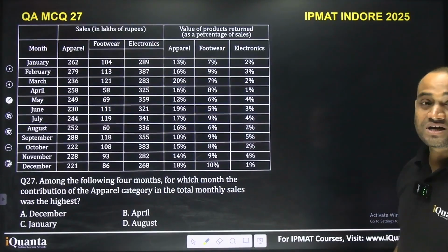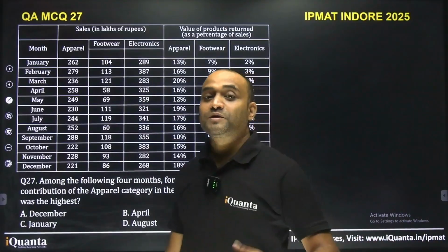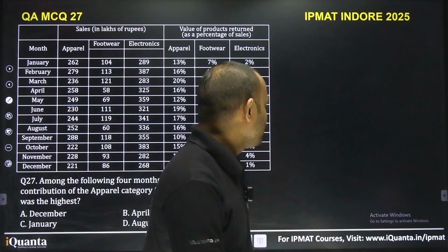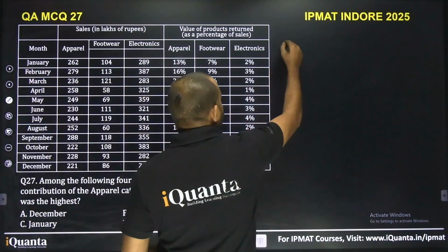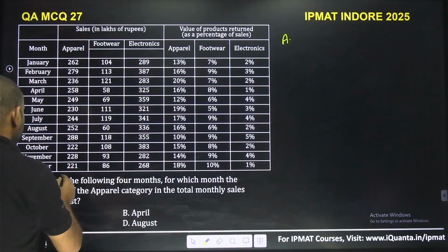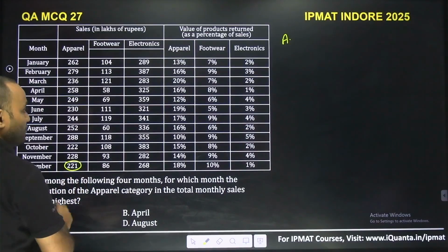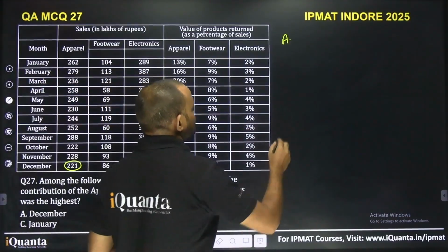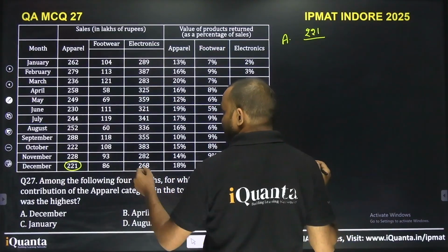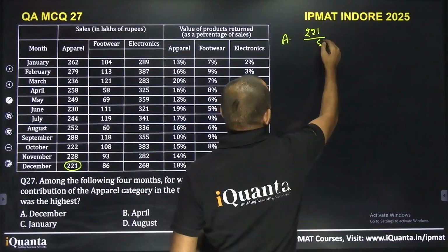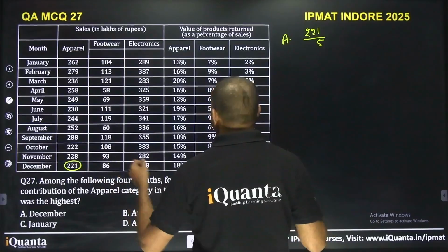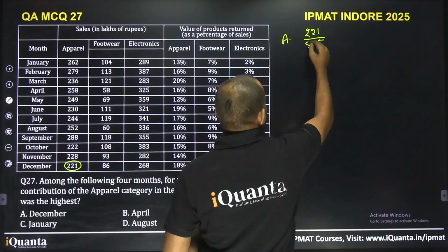Next one, it says, among the following 4 months, for which month the contribution of apparel category in the total monthly sales was the highest? The contribution with respect to total means the fraction part, right? So contribution of apparel in December, again option A. We need to find total monthly sales. In December, apparel is 221 and the total will be 221 upon, so let's see, 8 plus 6, 14 plus 1, 15, carry 1, so 27 plus 8, 35 plus 22, so it will be 57.